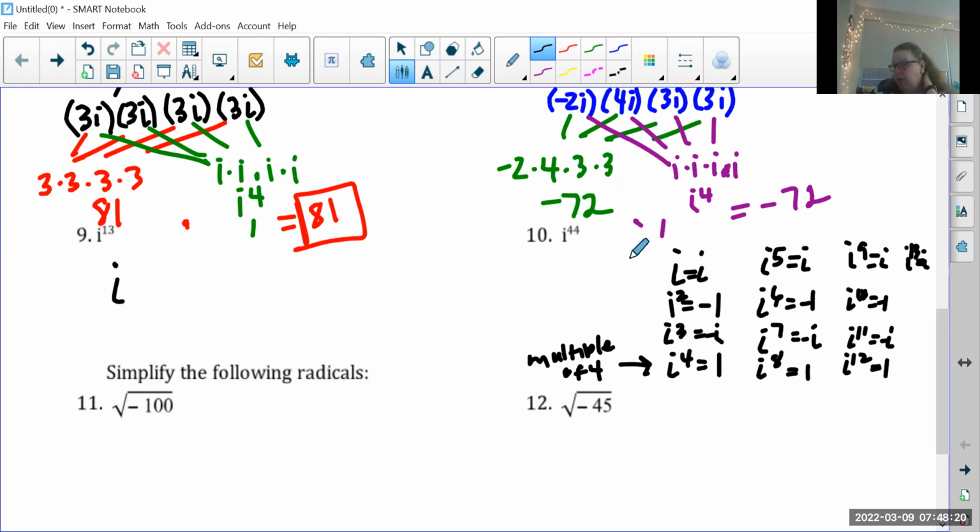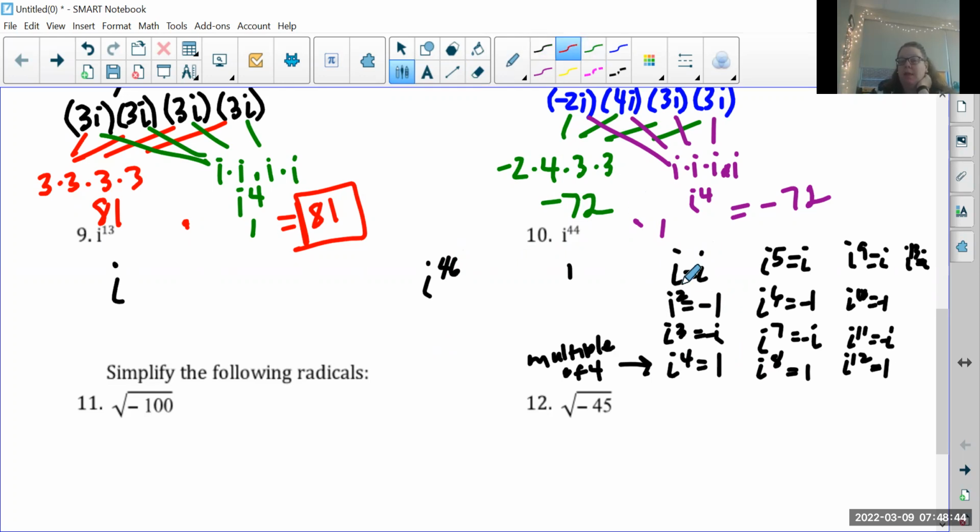And then i to the 44th. Now we wouldn't want to have to count. You could do it that way, but i to the 44th is a multiple of 4. So then right away we know it's 1. If it happened to be like i to the 46, let's say that. So then we know that 44 is the closest multiple of 4, and then we would need to count 2 on. So 45 would be here, and then 46 would be here, and so it would be negative 1.